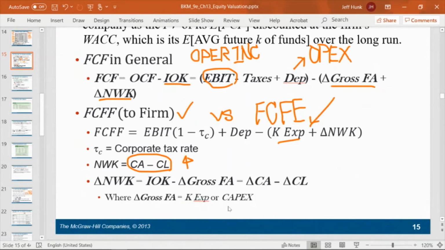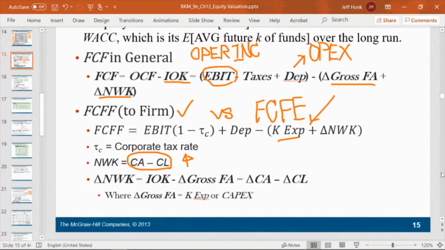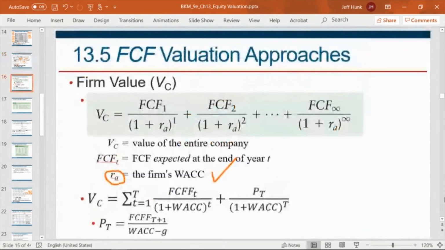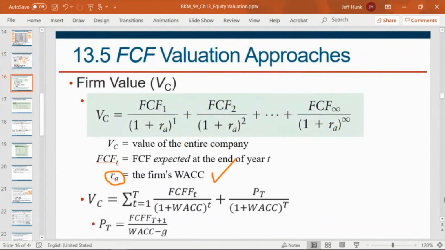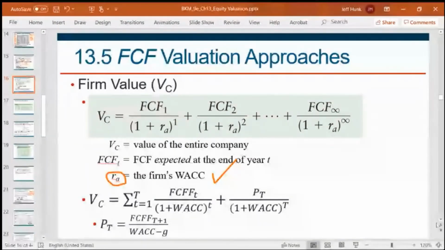Or CAPEX, right? Capital expenditure, or CAPEX. Now, moving on to the free cash flow to the firm. Okay. Now, this is something we already did in Finance 100. So I'm not going to go over this again.